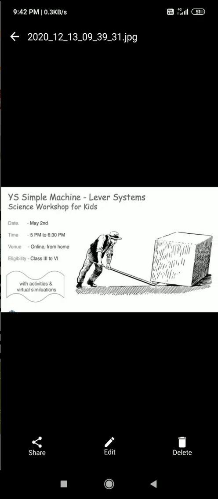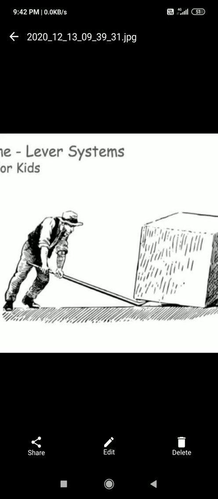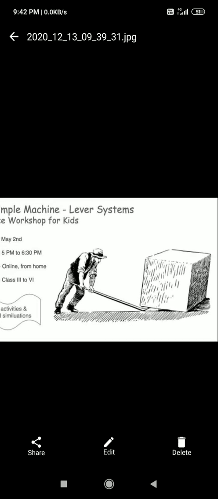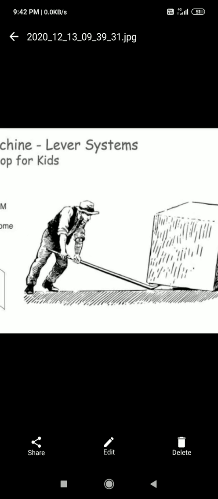So how can we use it? See here carefully in the picture. If the load is there, then we will take a stick or any straight object. In this position you can see clearly that a man is using a lever to lift that object, right? Here you can see this lever system, right?